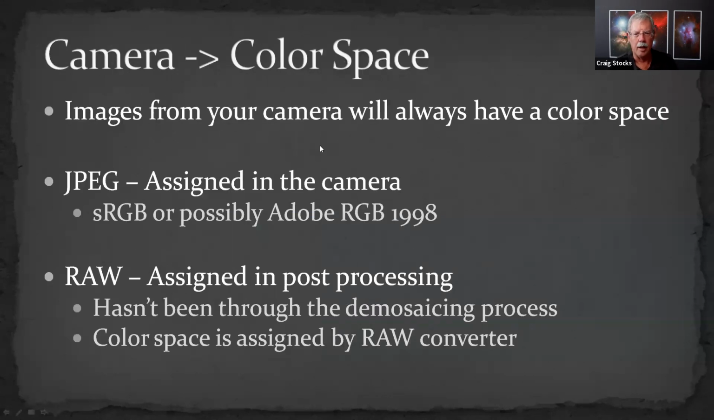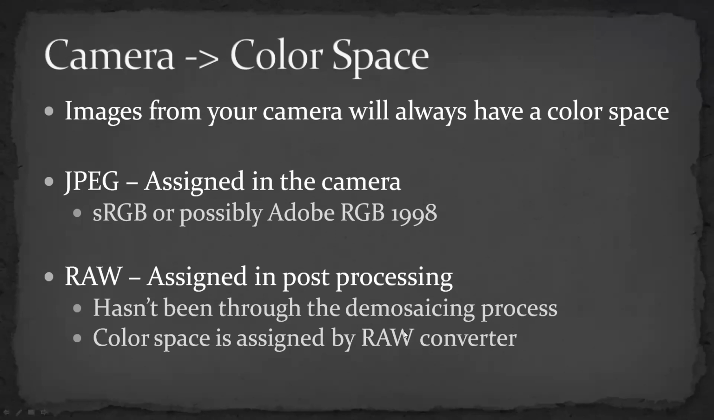So images from your camera eventually will always have a color space assigned. If you're shooting JPEG, it gets assigned in the camera like we just talked about. Most cameras, I believe, will probably default to sRGB. If they give you a choice, they may give you a choice between sRGB and Adobe RGB 1998. As we already said, you want to choose sRGB to stay out of trouble. If you're shooting RAW, that doesn't get assigned until you go through the demosaicing process on the computer in Lightroom or whatever you're using for a RAW converter.